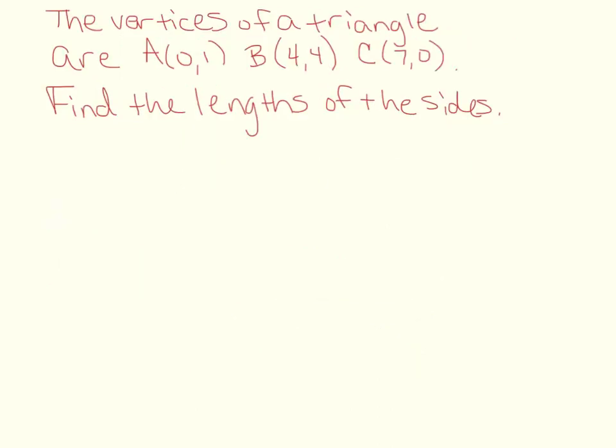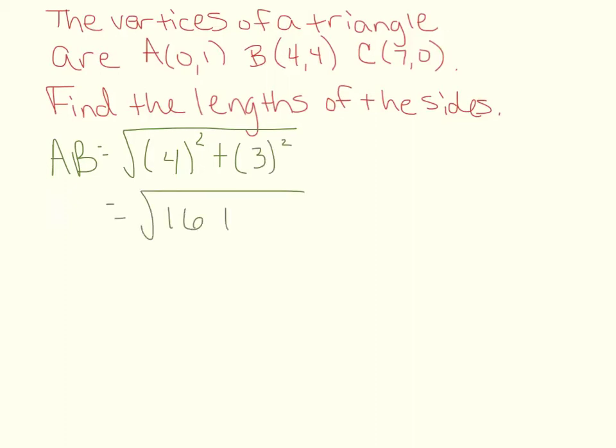So the vertices of a triangle are A is (0, 1), B is (4, 4), C is (7, 0). Find the lengths of the sides. So if I wanted to find the distance between A and B, I would use the distance formula. So x2 minus x1, so 4 minus 0 is 4 squared plus 4 minus 1, so 3 squared. So I have the square root of 16 plus 9, which is the square root of 25, which is 5.